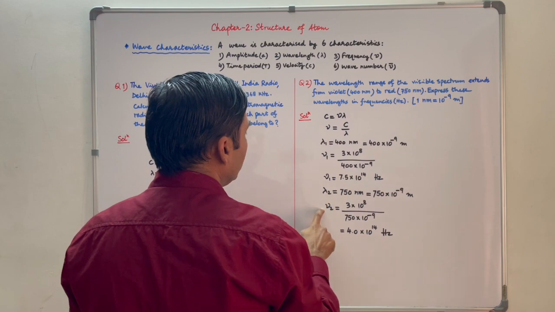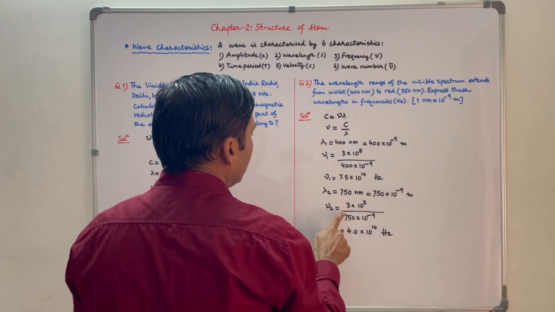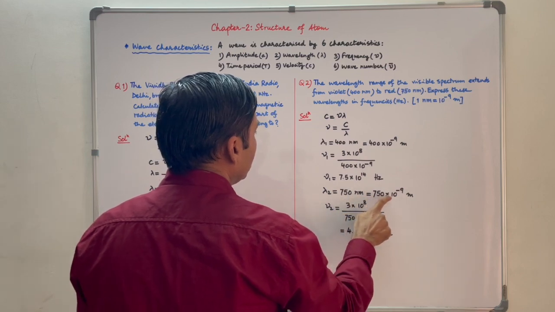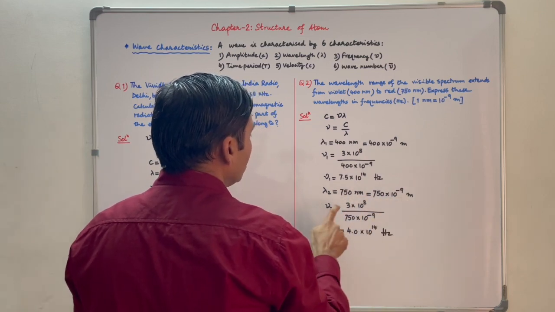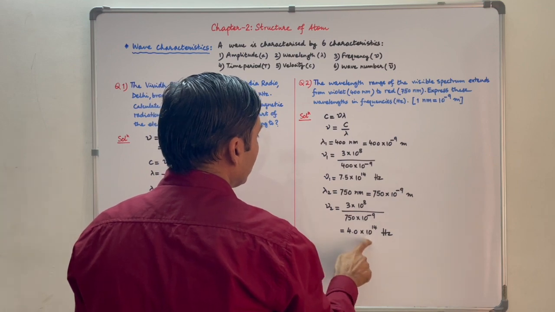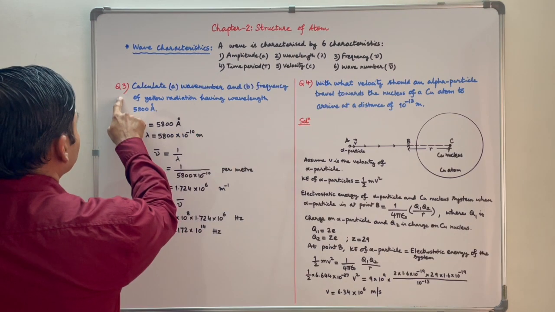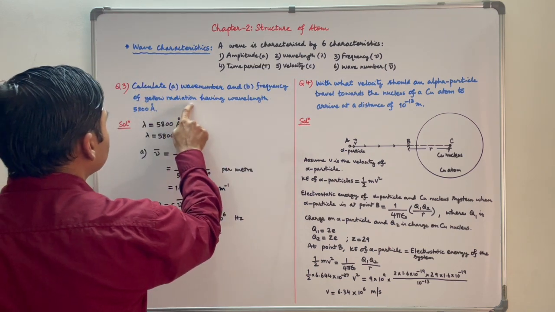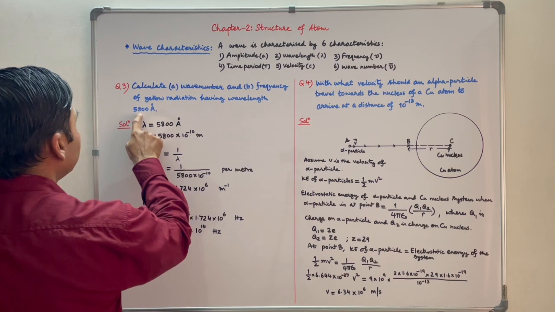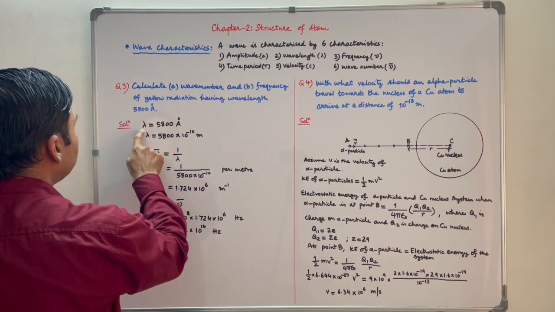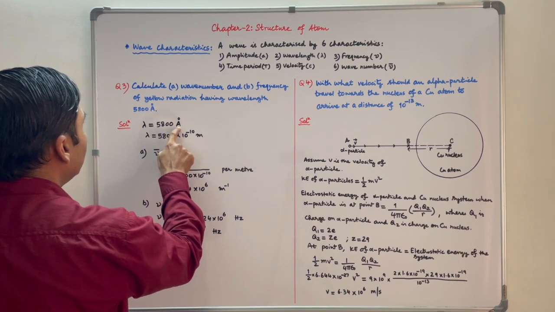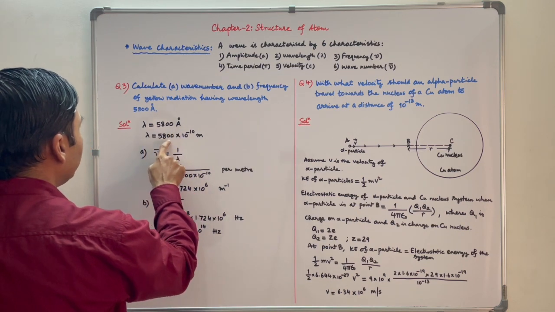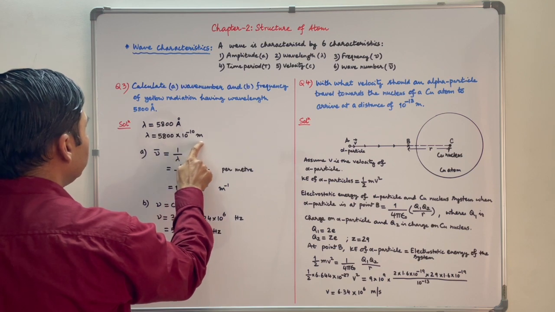Similarly, we can calculate nu 2. Nu 2 is equal to c upon lambda 2. Lambda 2 is given as 750 nanometer, which is 750 into 10 to power minus 9 meter. So nu 2 comes out to be 4 into 10 to power 14 Hertz. Third question, calculate wave number and frequency of yellow radiation having wavelength 5800 angstrom. Lambda is given as 5800 angstrom. 1 angstrom is equal to 10 to power minus 10 meter. So lambda is equal to 5800 into 10 to power minus 10 meter.